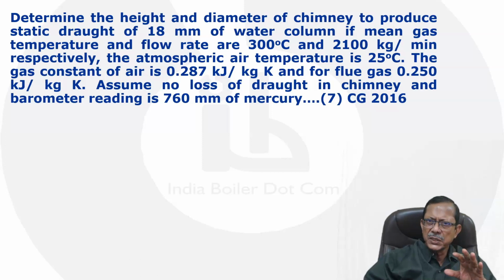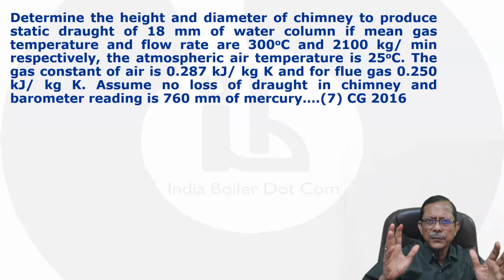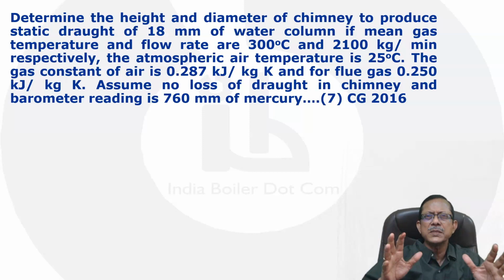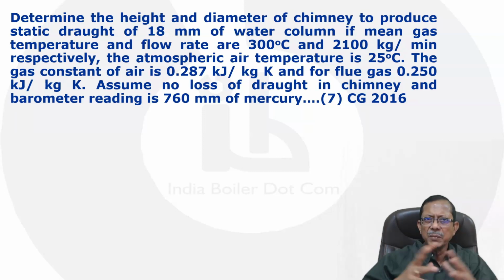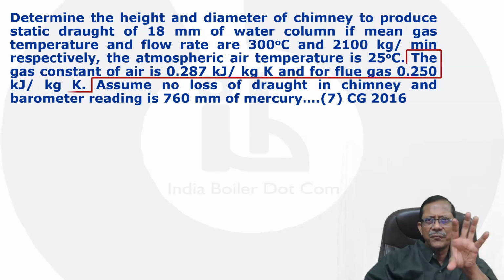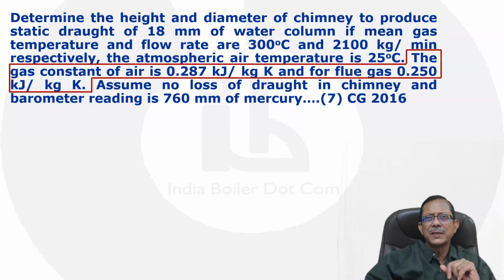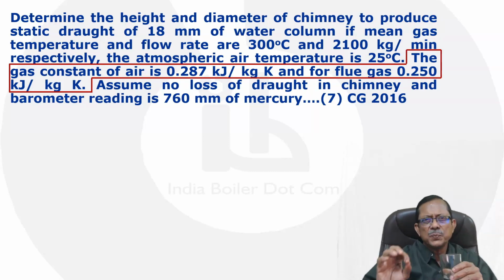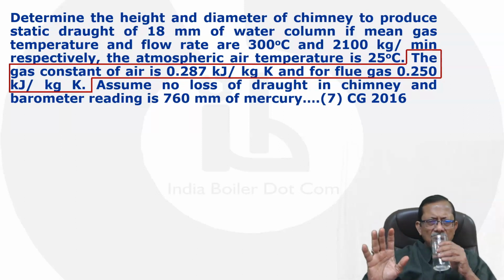Now this is another question which I have shown earlier. This is the question which I have already solved in my previous video, right? But I just wanted to connect that if you are thorough about the units, you do not make any mistake, right? So here you can see they have mentioned the gas constant of air and flue gas. As I told you, whenever the gas constant is mentioned, that means PV is equal to MRST will be used.